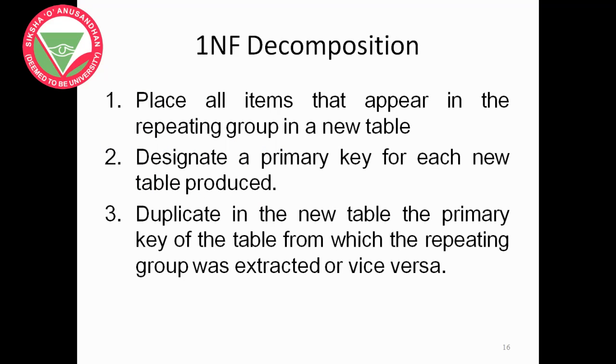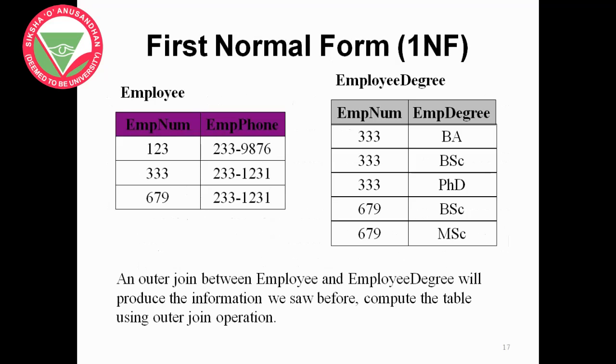Number two, designate a primary key for each of the new tables produced. Number three, duplicate in the new table the primary key of the table from which the repeating group was extracted, or vice versa. So as we can see, now the table is in the first normal form. The first table that we see, employee relation, has employee number and employee phone number. There are no repeating groups. And the other one is employee degree, where we have the employee number and the respective degree. Again, there are no repeating groups. Now if we join these two tables, we'll get our original table.